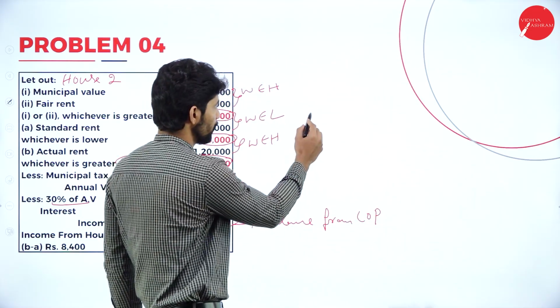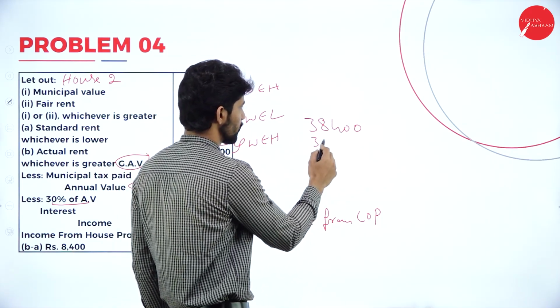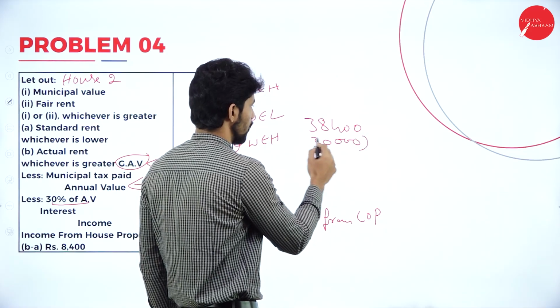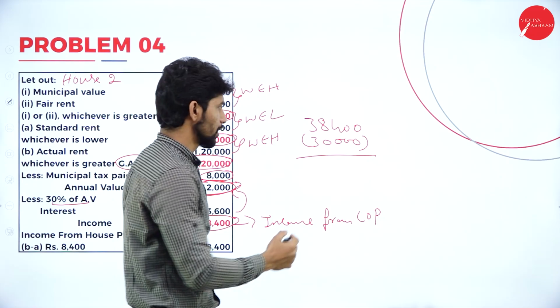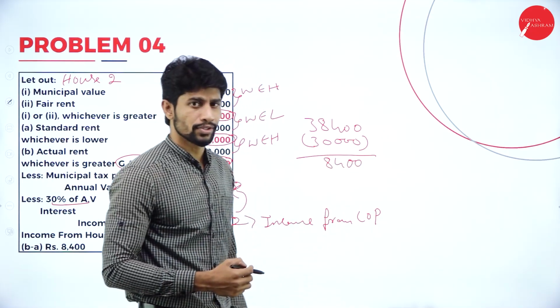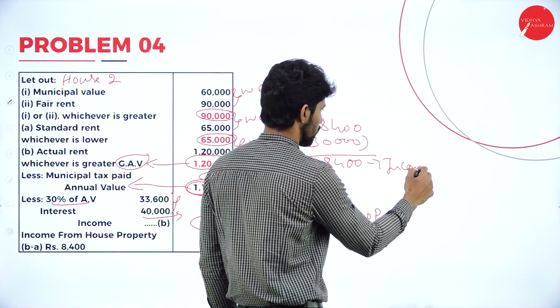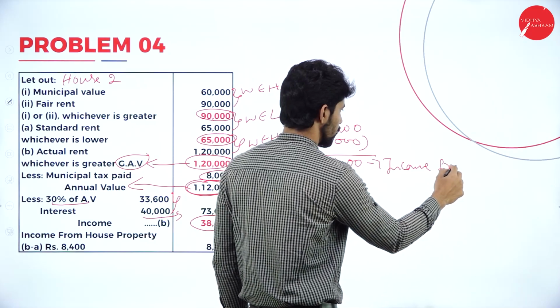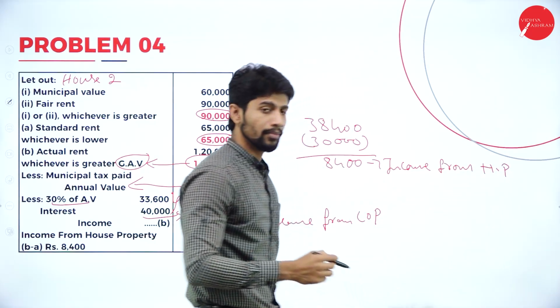I have a profit of 38,400 and I have a loss of 30,000. So set off this loss from profit. You will get a balance of 8,400. This 8,400 is called what? Income from house property.